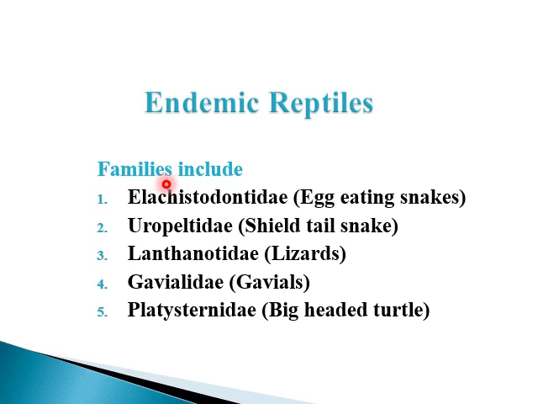Firstly, the egg-eating snakes belong to the family Lecistodontidae. Secondly, the animals called shield-tail snakes belong to the family Uropeltidae. The third one is lizards that belong to Lanthanotidae. The next one is gavials, which belong to the family Gavialidae. And the next one is big-headed turtles, which belong to the family Platysternidae.